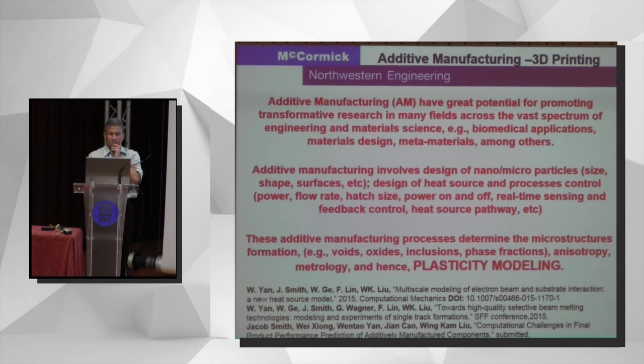So all these processes would really determine the microstructures, for example, voids, grain size, inclusions, phase fractions, and of course anisotropy, metrology. And this definitely, we can use a lot of classical plasticity models, but the thing is you need to know how to calibrate the parameters and incorporate this process parameter in it.